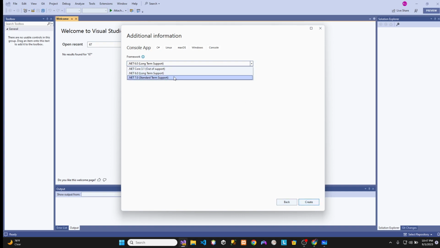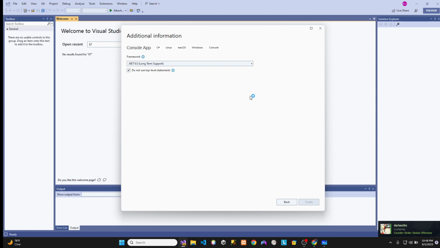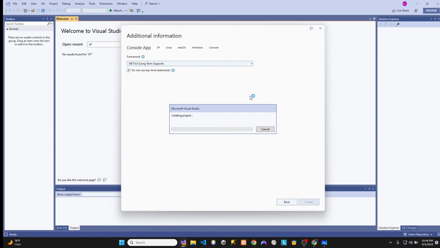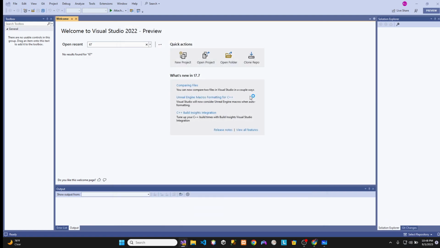I'm going to be using 6.0. This is the standard term support, and this is the long-term support. I actually like to use top level statements, but I'm not going to be using top level statements for this video. I'm going to hit create. I'm waiting until it creates my project, and I'm gonna sip my coffee.